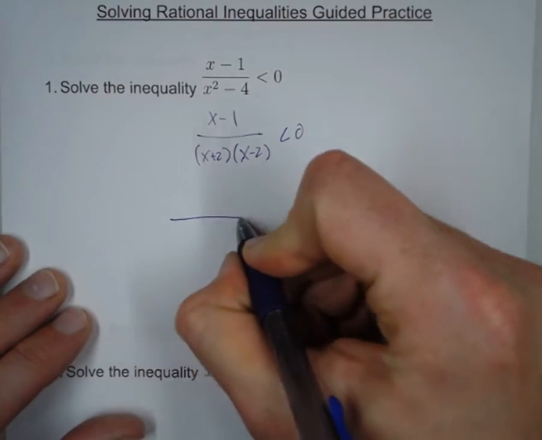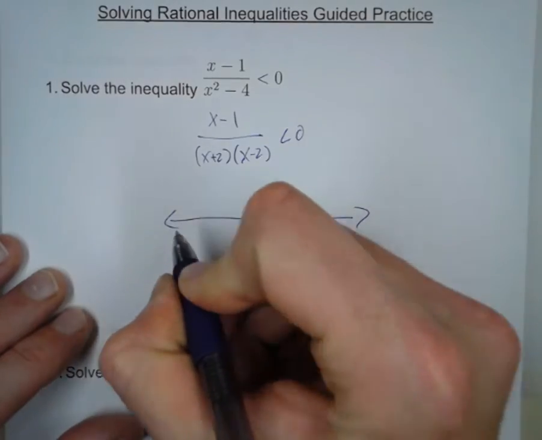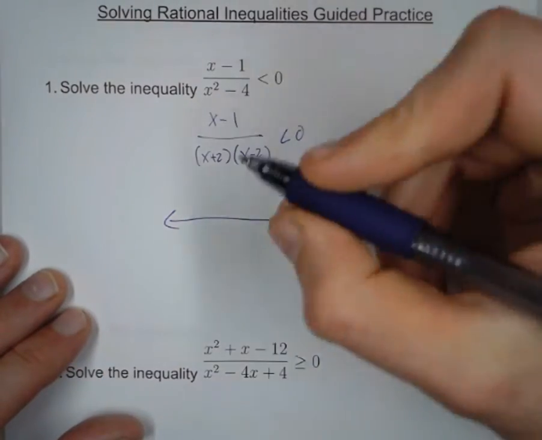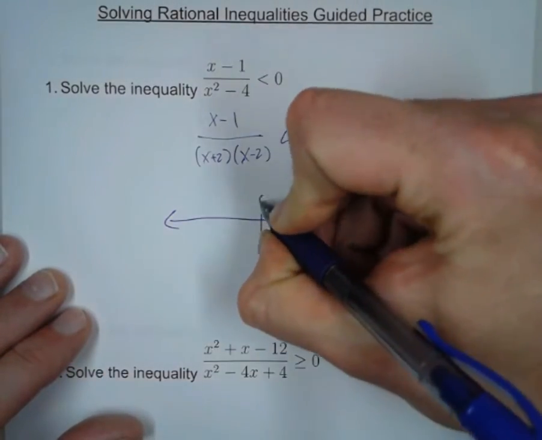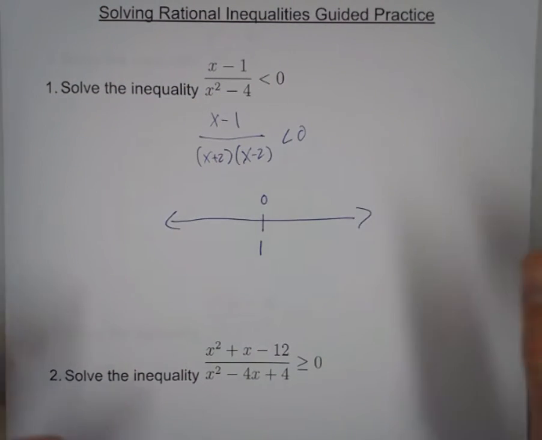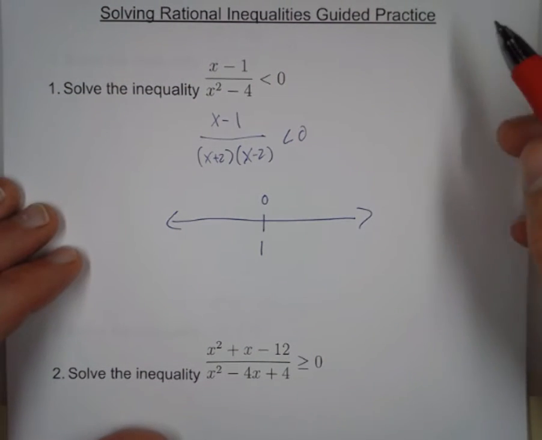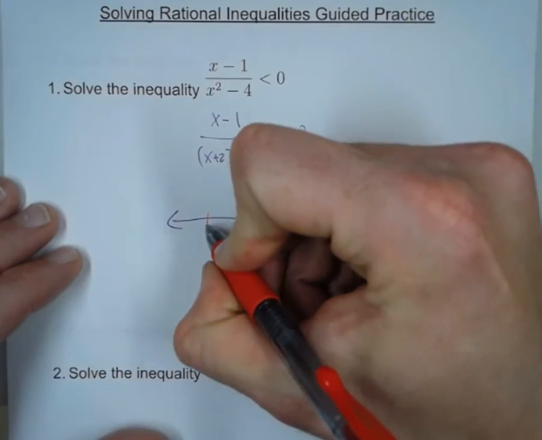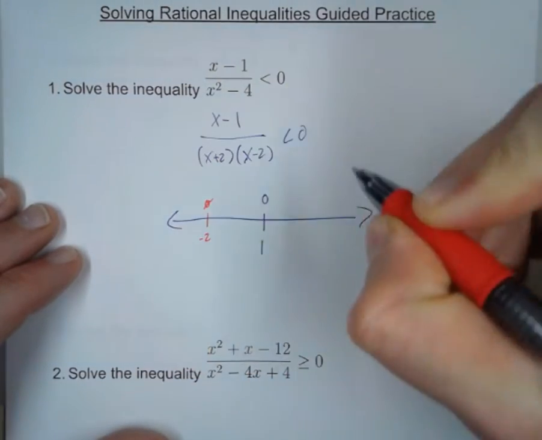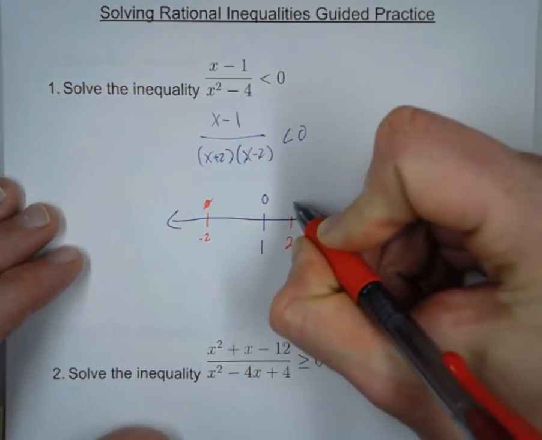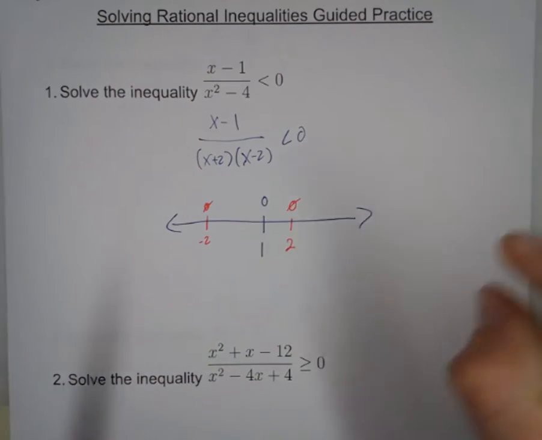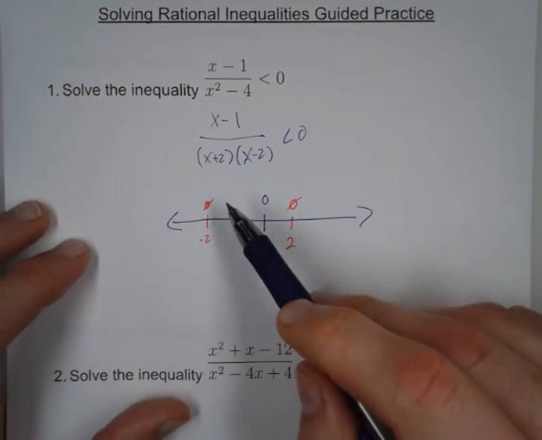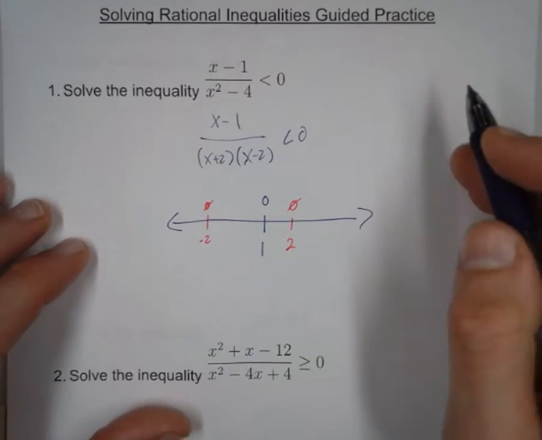So first step in our sign chart is find what values of x make it 0. That is what makes just the top 0. So that's 1. Next, what values make the bottom 0? That's going to make it undefined. And that's negative 2 and positive 2. So now what we have is 4 intervals, and we have to test them all.